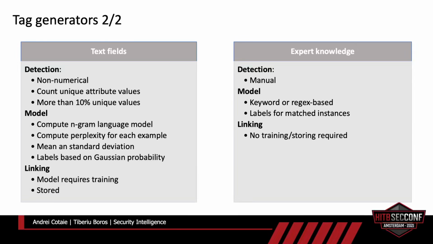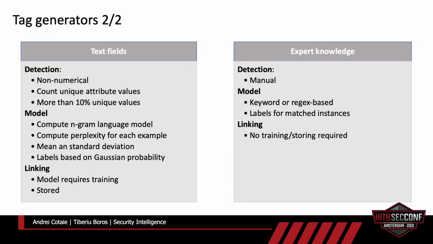Based on the language model, for every attribute value inside our dataset, we compute something which is called perplexity. And based on these values for the entire dataset, again, we compute the mean and the standard deviation. And whenever we process new data, we compute this value, and again, we assign labels based on the mean and standard deviation, similarly to the way we do for numerical fields. This model also requires training, and it is stored.